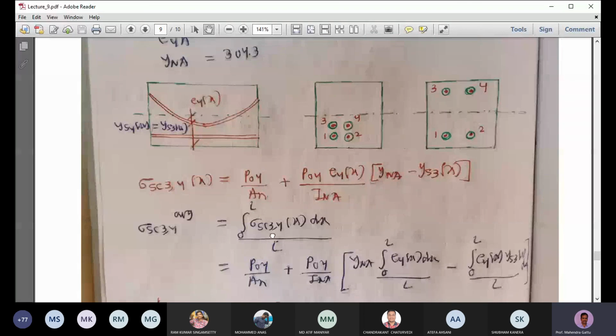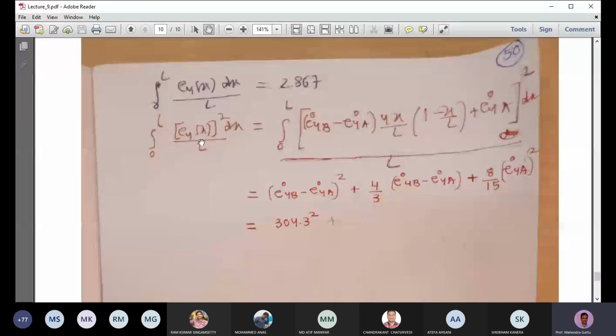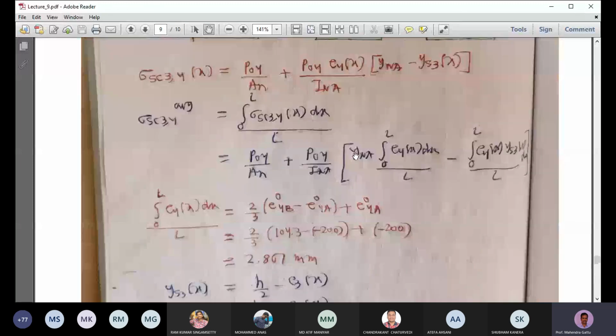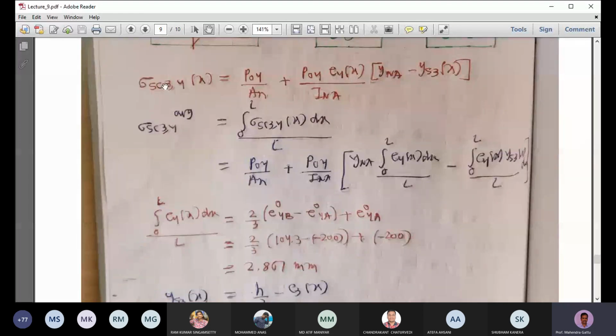So if you want to find the average, we have to find this. We'll find the integral 0 to L e4 of x square dx by L. So that we can do. I did some extra calculation which was not required. If you look here, y neutral axis minus ys3 is e4 of x, and we just have to take the average. So the average value is the integral of sigma dx by L.